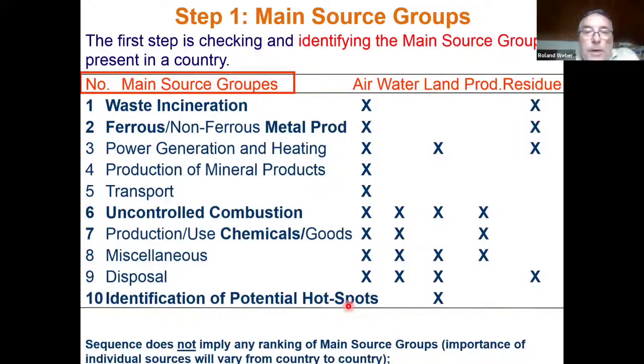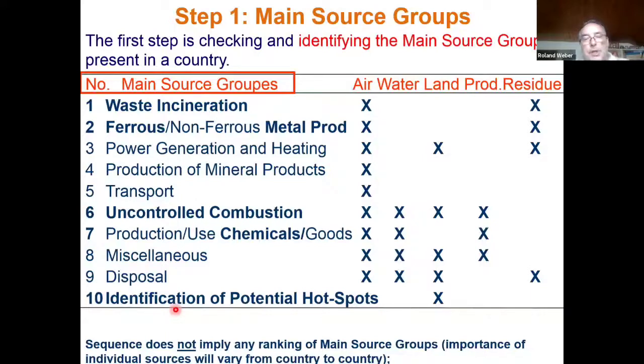Step one is first to look at what the main source groups are in your country. Here the toolkit has compiled 10 different source groups according to Annex C of the Stockholm Convention. This includes waste incineration, ferrous and non-ferrous metal production, power generation, production of mineral products, transport, uncontrolled combustion, production and use of chemicals and goods, disposal, and identification of hotspots.